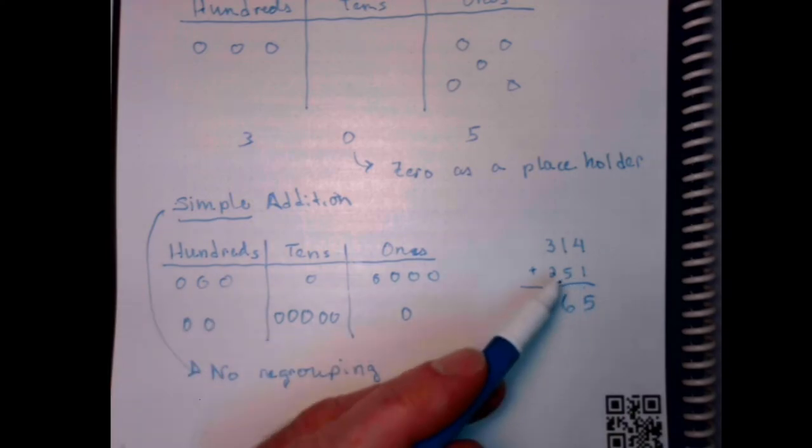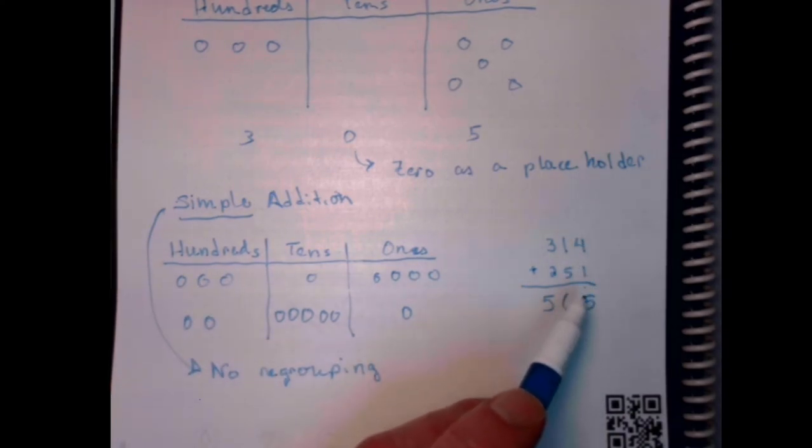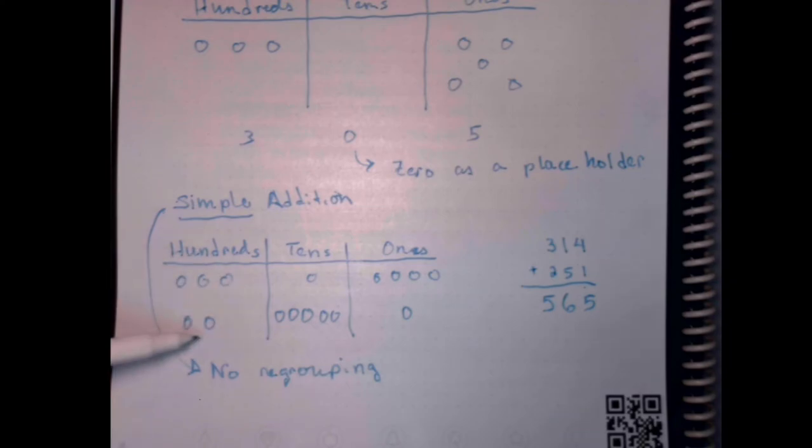And notice you don't actually have to do this in any order. You don't have to start from the right. I kind of started from the left. I was counting up the hundreds first. So there's no set way you have to do this to get the right answer. So those are the basics of the chip model for addition.